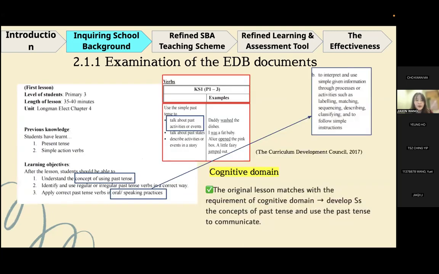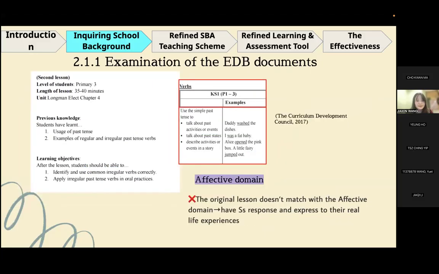Next, please. So based on this requirement, we examined our original lesson plan and we find that the original one matches the requirements of the cognitive domain because it developed the students' concept of the past tense and used the past tense to communicate. Next, please. But the original lesson doesn't match the affective domain, without having students respond and express their real life experience.